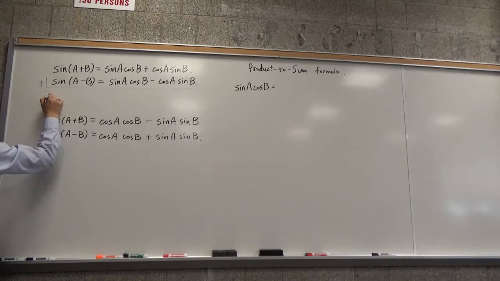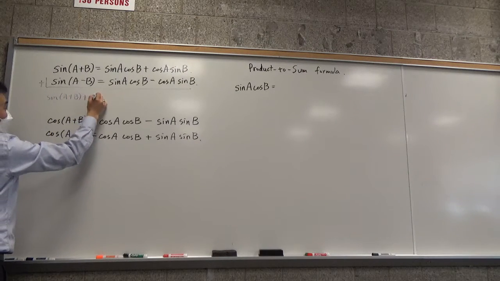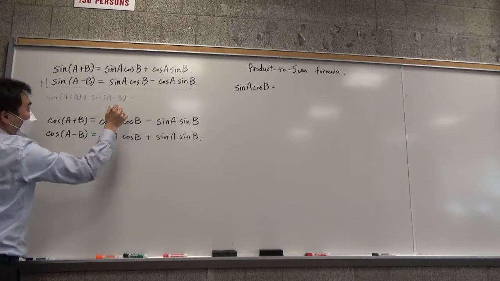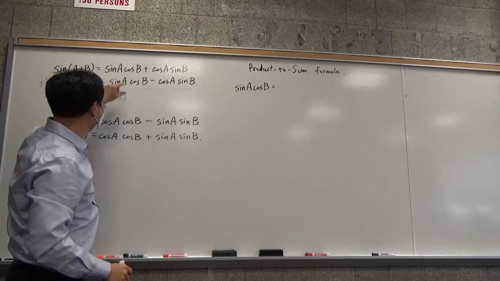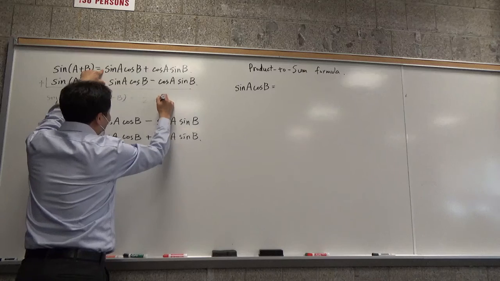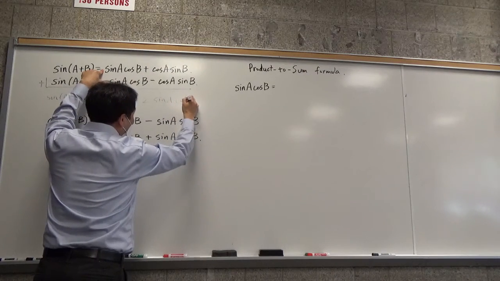Then you get sine A plus B plus sine A minus B on the left side. What happens on the right side? Cosine A sine B cancels. These two cancel, yes. And this one doubles, right? So you have 2 times sine A cosine B.